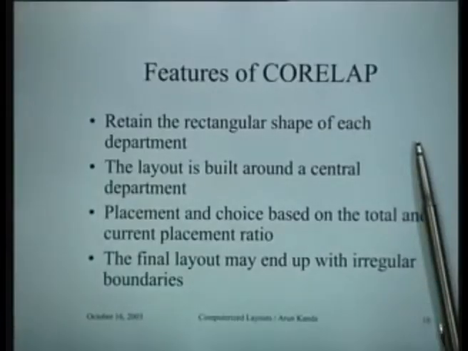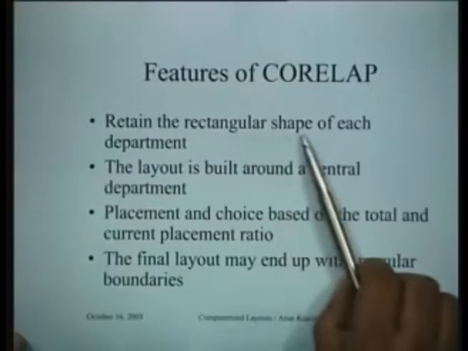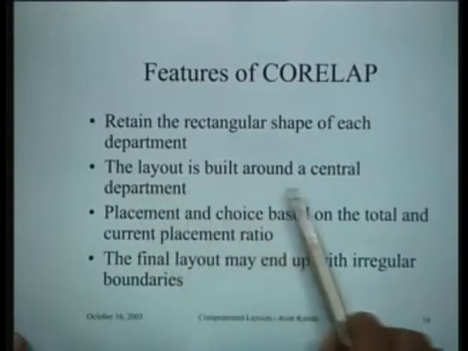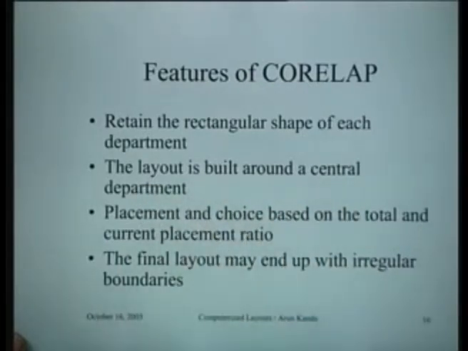Then you have a block of two departments, one department and the next department. Then it has its own boundary. Then you pick up a third department and place it along that boundary of the two departments, and you place it somewhere, wherever according to the placement you are getting the best value of the objective function, and so on. You continue this. So this was the attempt in CoreLab to experiment with rectangular shapes, and the layout is built around a central department, and the placement and the choice ratio is based on the total and current placement ratio.